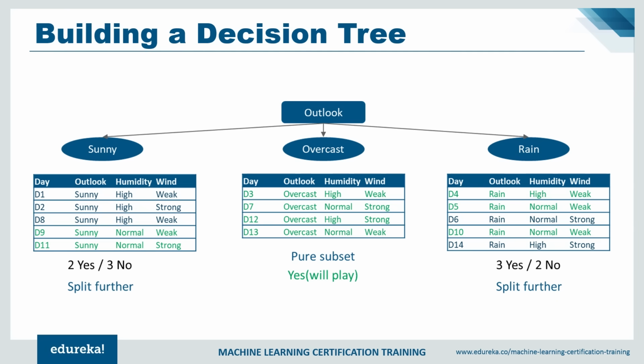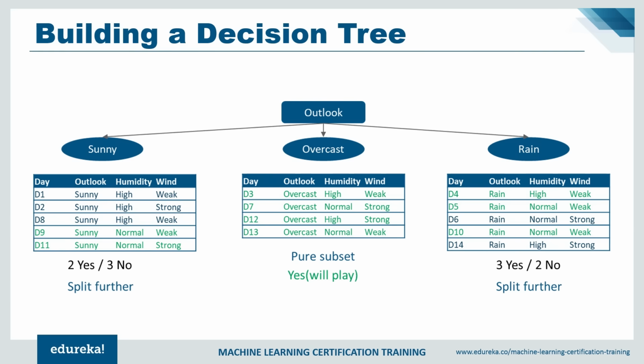What we have here is that it's not a pure subset, so what we're going to do is split it further. If we have a look at the overcast, we have humidity high, normal, weak. So yes, during overcast we can play. And if we have a look at the rainy area, we have 3 yeses and 2 nos.